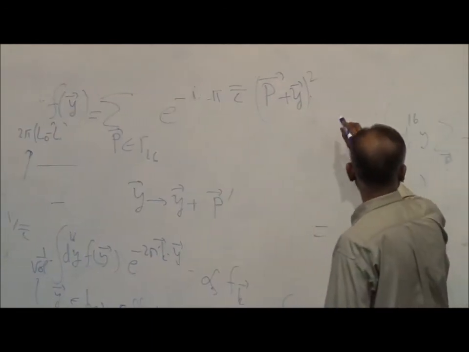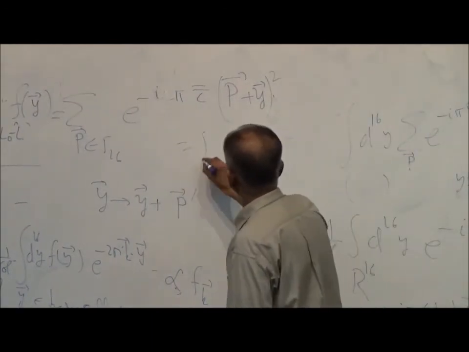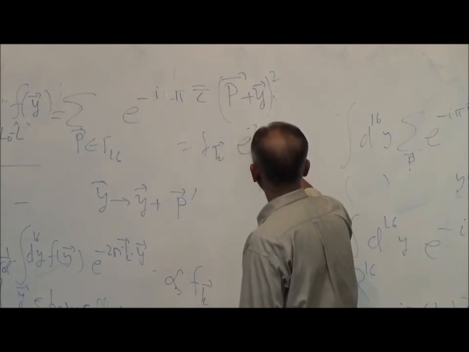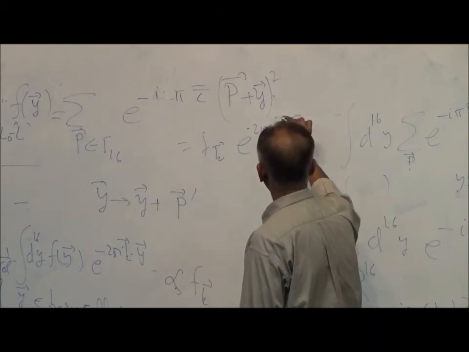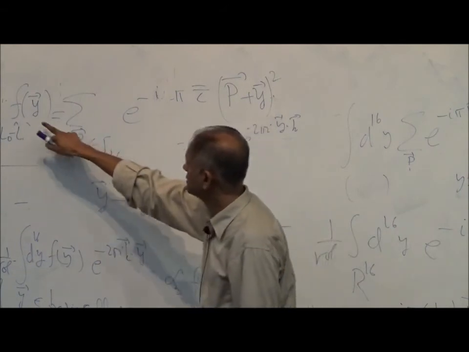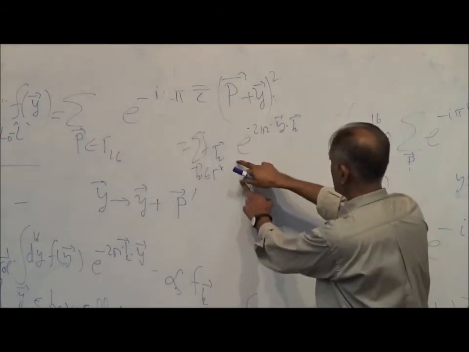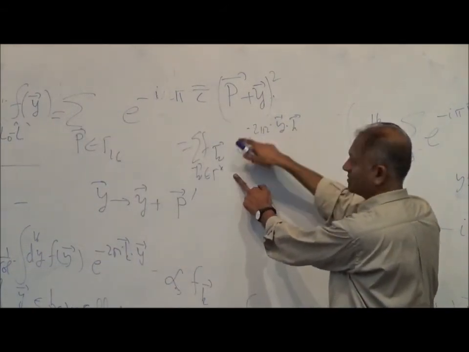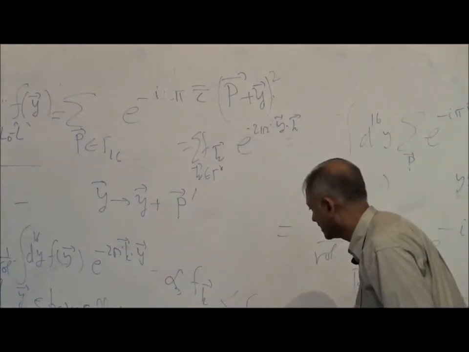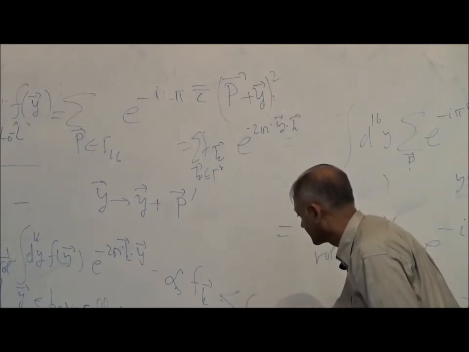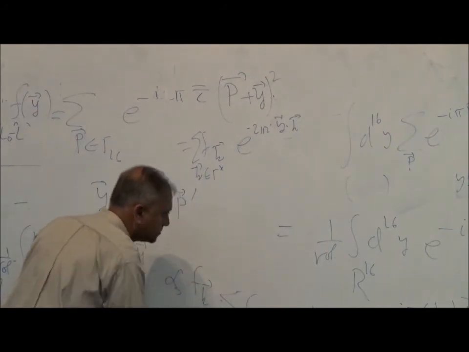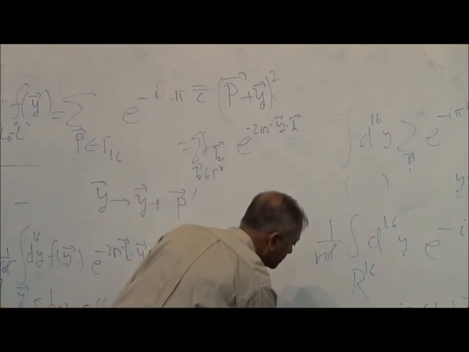And remember, I erased that. This was equal to f of k e to the 2 pi i y dot k. We did the Fourier series, and k in gamma star. So f of 0 is what we want, but f of 0 is the sum over all f_k, because this is 1. So I have to just sum over all f_k, over all k belonging to gamma star.